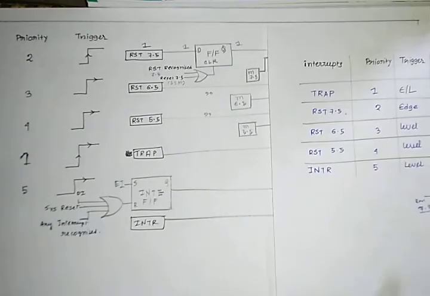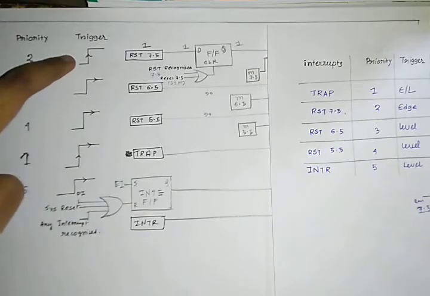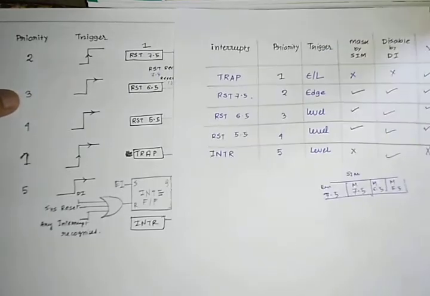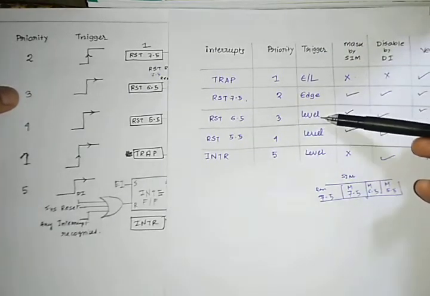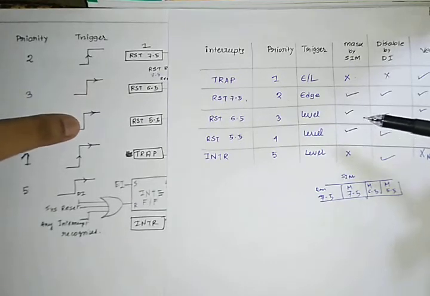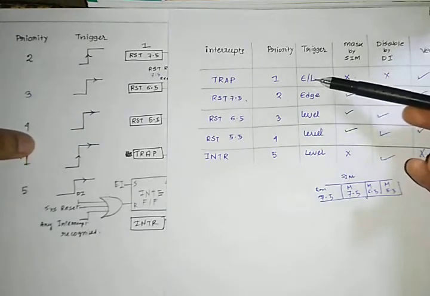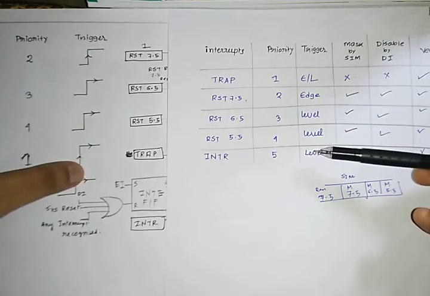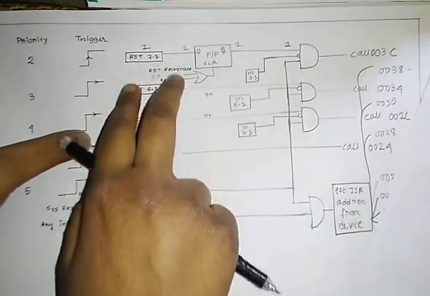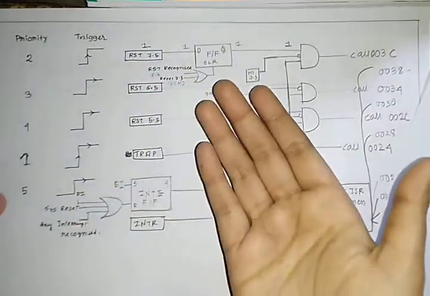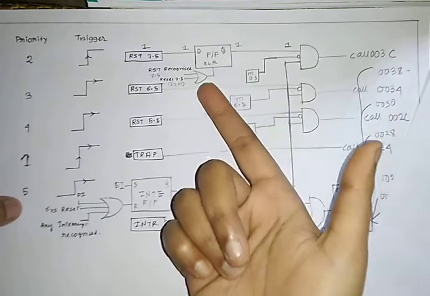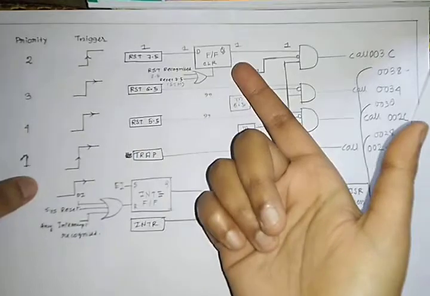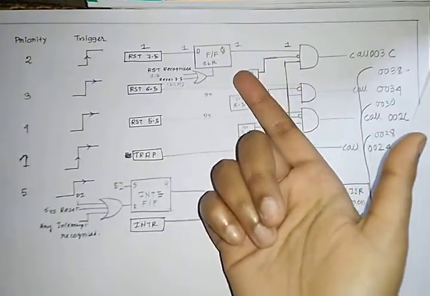As you can see, 2 is edge triggered, so this is why the signal is like this. 3 and 4 are level triggered, so they are like this. 1 is trap, it can be either edge or level, so both. And 5 is level triggered, so it is like this. Now this flip-flop comes. You have to draw the diagram here also and here also. I didn't do this just because then the whole diagram will become too untidy.